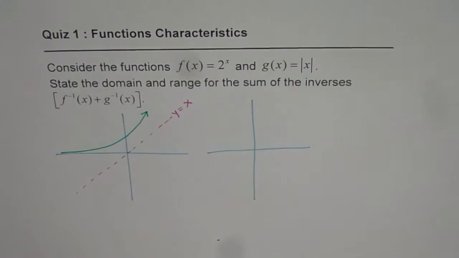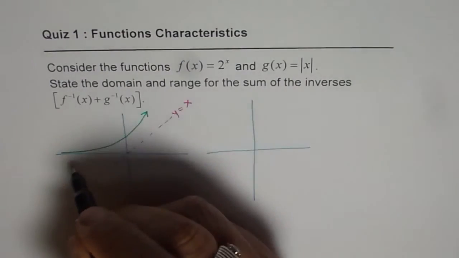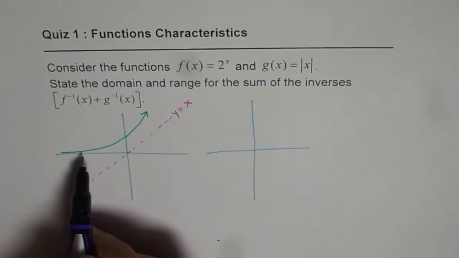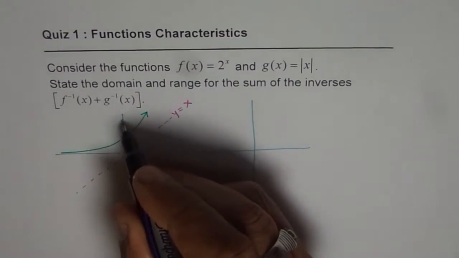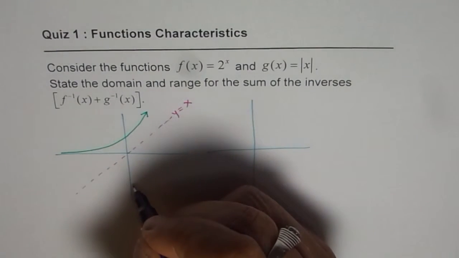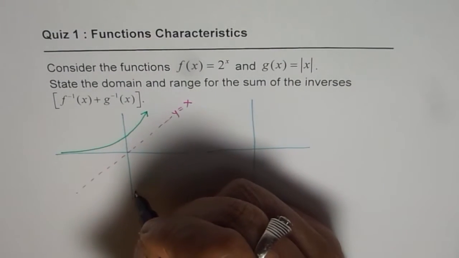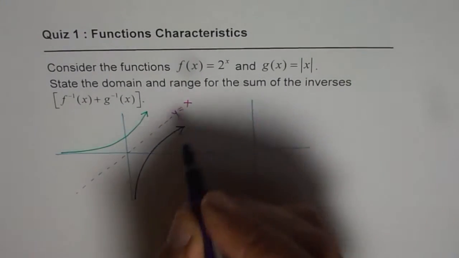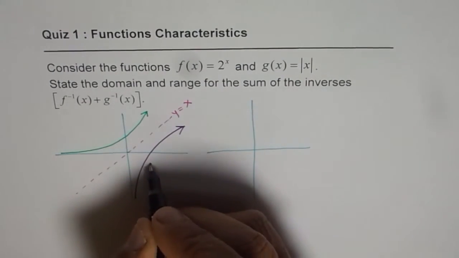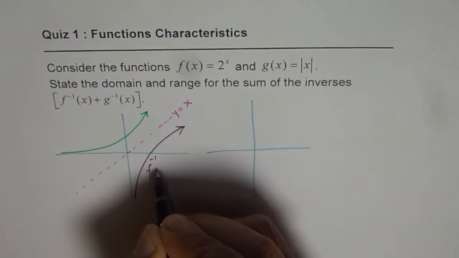When you reflect it on this line, the horizontal asymptote becomes a vertical asymptote, the y-axis, and then you get a function like this, right? So that becomes the inverse of our function. So this is f inverse of x.